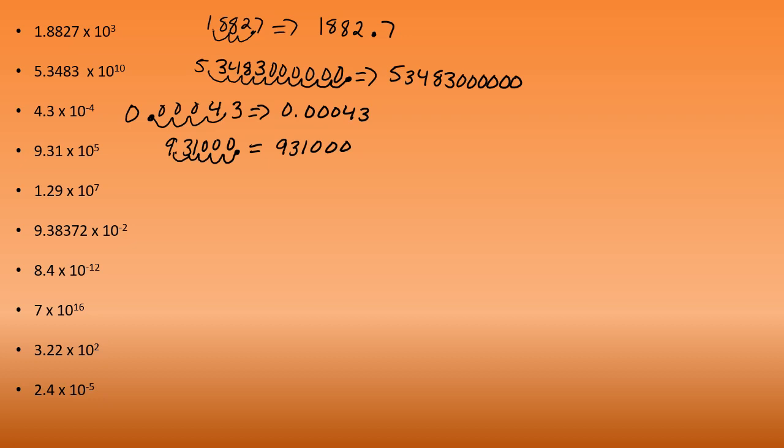The next one asks us to convert 1.29 times 10 to the 7th to standard format. So we'll write our 1.29. Again, this is a positive exponent, so we're moving our decimal to the right 7 times. 1, 2, 3, 4, 5, 6, 7. Replacing the decimal and filling in the empty spaces with zeros. So 1.29 times 10 to the 7th becomes 12,900,000 it looks like.